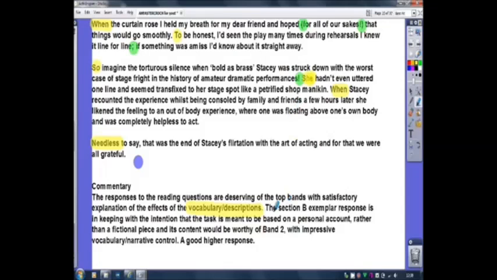Now we get to this response. "The section B exemplar response is in keeping with the intention that the task is meant to be based on a personal account." So the first thing that the examiner wants to see is that you've stuck to the question. It had to be a personal account. Let's go back and check that.